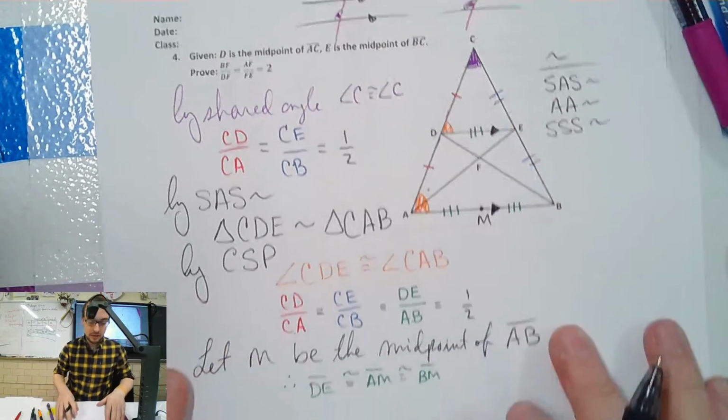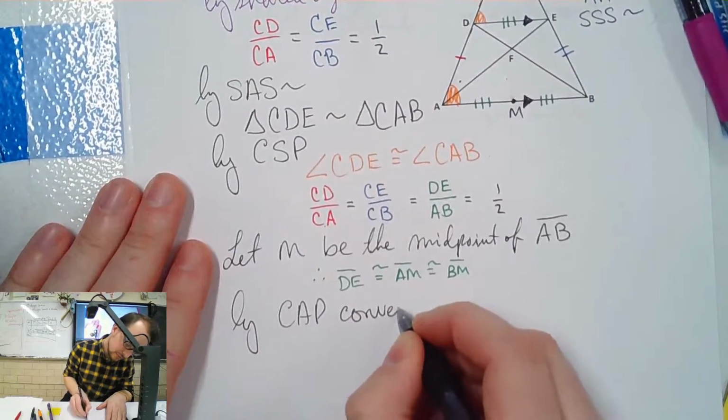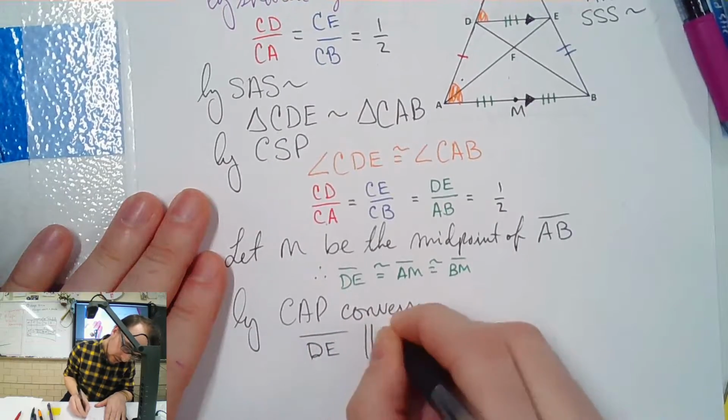Okay, so I'm going to write that. By CAP converse, DE is parallel to AB.